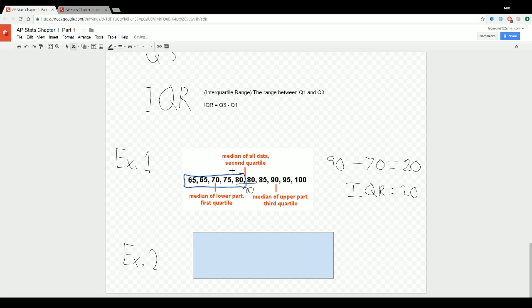Then after that, we look at all the data to the left, and you see there are 5 points. So the first quartile would simply be the median of this data, which is 70. And then when you want to find the third quartile, you look at all the data to the right, and the value in the middle is 90, so that's the third quartile.